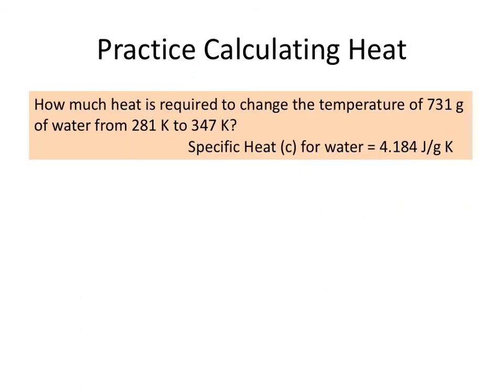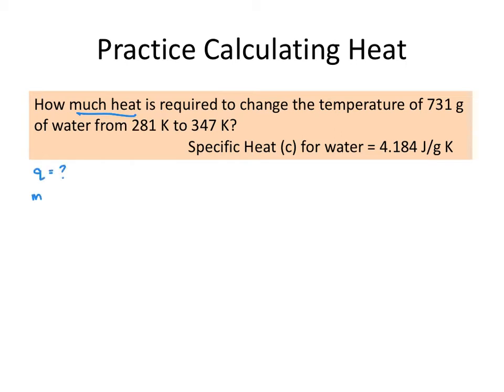Okay, so let's go ahead and apply some practice with our heat equation. So how much heat is required to change the temperature of 731 grams of water from 28 Kelvin to 347 Kelvin? Okay, so they've provided us some variables and they've asked us to solve specifically for heat. So just like we've done in the past, we're going to write out our variables.